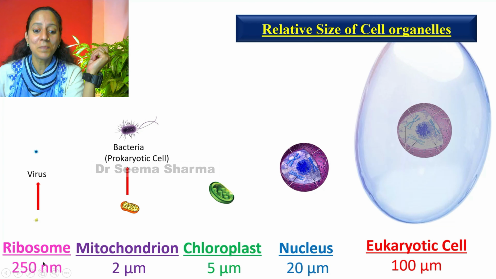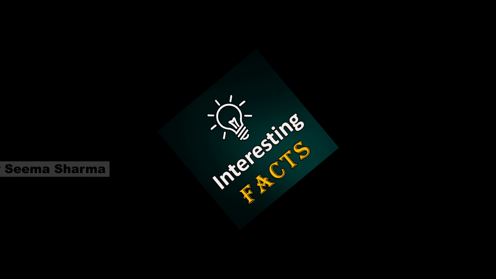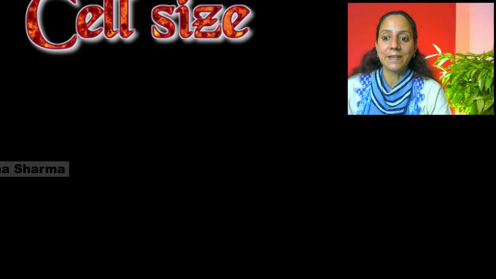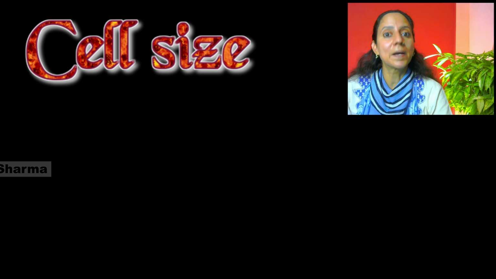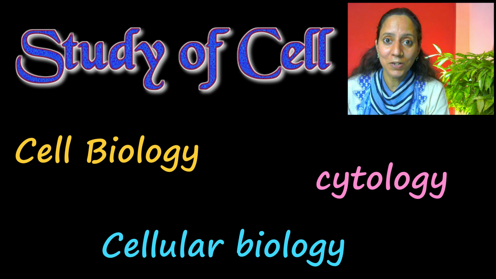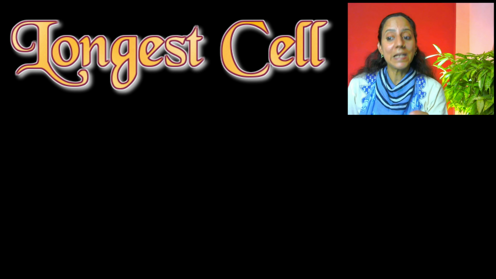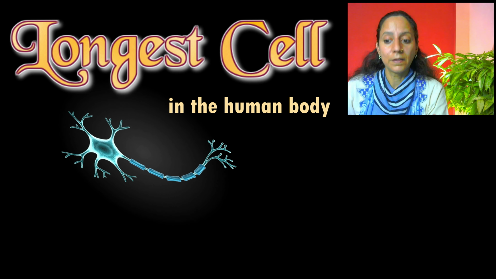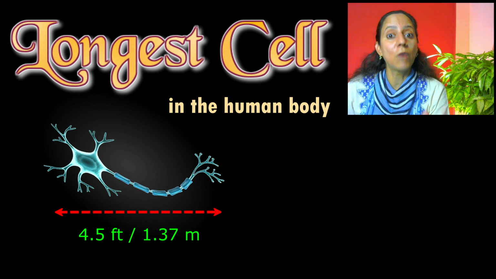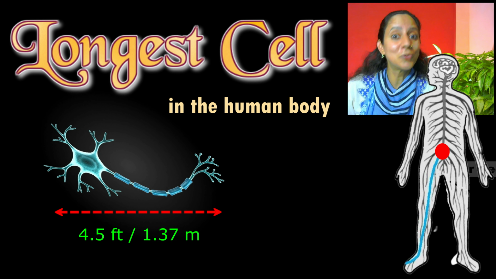Now, let me share some facts related to cell with you. Cell size. Cells are measured in micrometers and 1 micrometer is equal to 1,000 of a millimeter. Second fact about cell is the study of cell is called cell biology, cellular biology or cytology. Third fact, which is very important from competitive point of view, is the longest cell in the human body are the nerve cells. They can be up to 4.5 feet or 1.37 meter long and run from the lower spinal cord to the big toe.